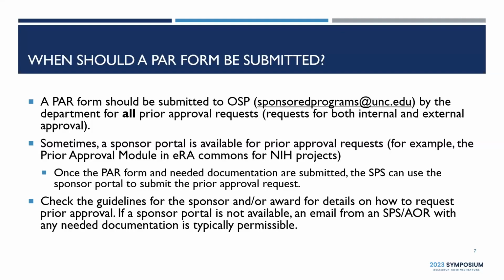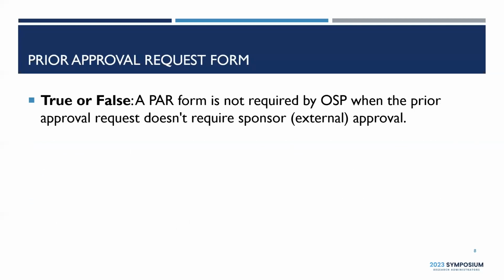And then sometimes, like I said, with NIH, there's a sponsor portal, and that's how we request that prior approval. But also, sometimes it can just be an email from an AOR or an SPS to the sponsor to get that approval. Exactly. So if an email is needed, we'll send out that email. We're going to get into later if kind of the PI or a technical person wants to request it, what to do in that situation and how OSP can help.